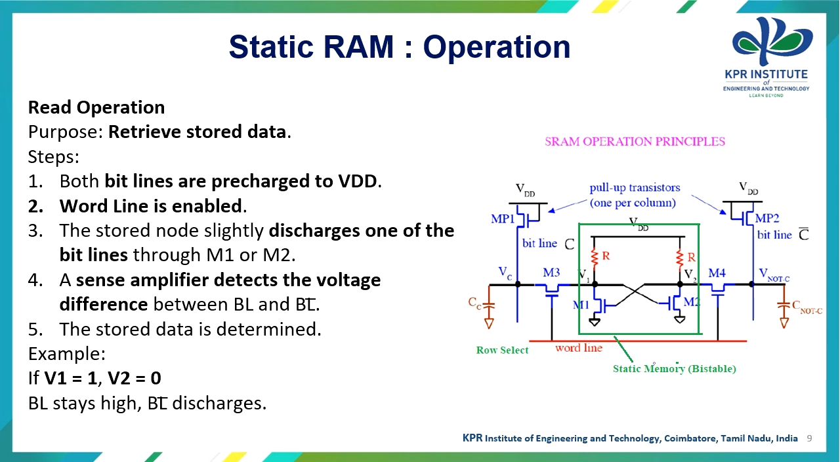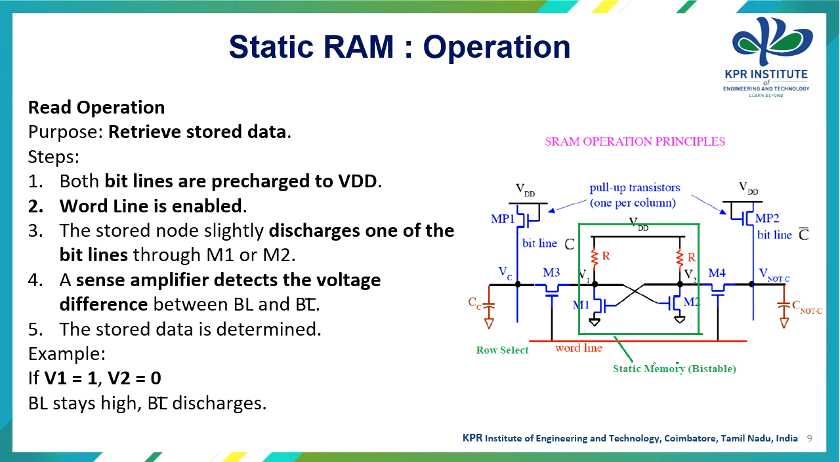When we look into the read operation, the purpose is to retrieve the stored data in the memory. So what are the steps involved in this? First, both bit lines are pre-charged to VDD, that is your power supply. Second, the word line has to be enabled. Third, the stored node slightly discharges one of the bit lines through either M1 or M2.